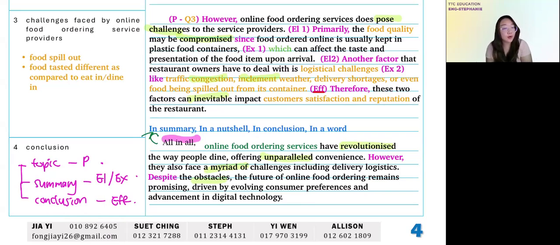Any questions before I move on to our paper one? All good. Any questions? No. I think Jingy is also all good, right? Yeah. Okay, so this is how you do it. All right, let's move on to our paper one.